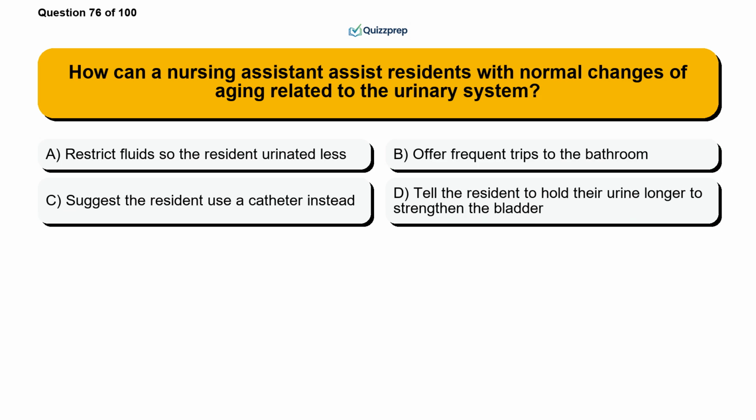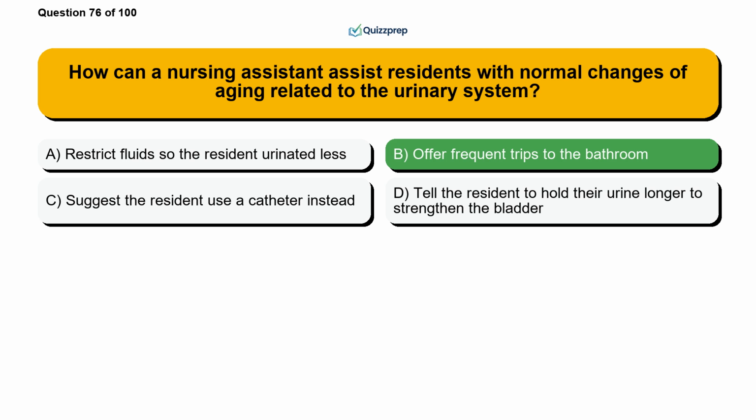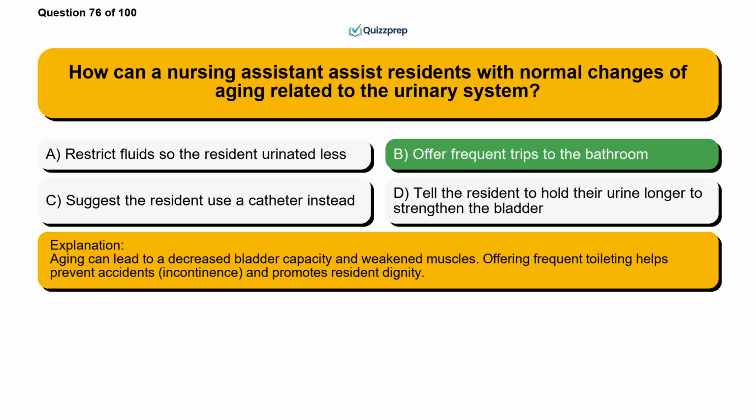Question 76. How can a nursing assistant assist residents with normal changes of aging related to the urinary system? Option A, restrict fluids so the resident urinates less. Option B, offer frequent trips to the bathroom. Option C, suggest the resident use a catheter instead. Option D, tell the resident to hold their urine longer to strengthen the bladder. The correct answer is option B, offer frequent trips to the bathroom. Aging can lead to a decreased bladder capacity and weakened muscles. Offering frequent toileting helps prevent accidents and incontinence, and promotes resident dignity.